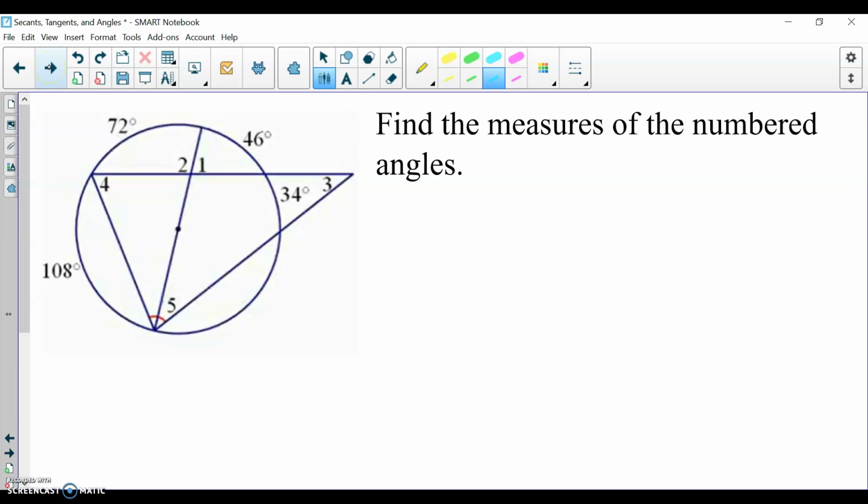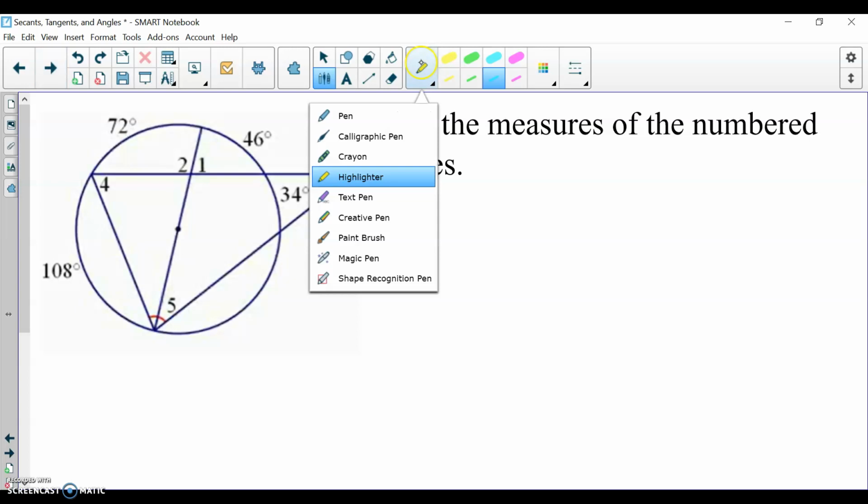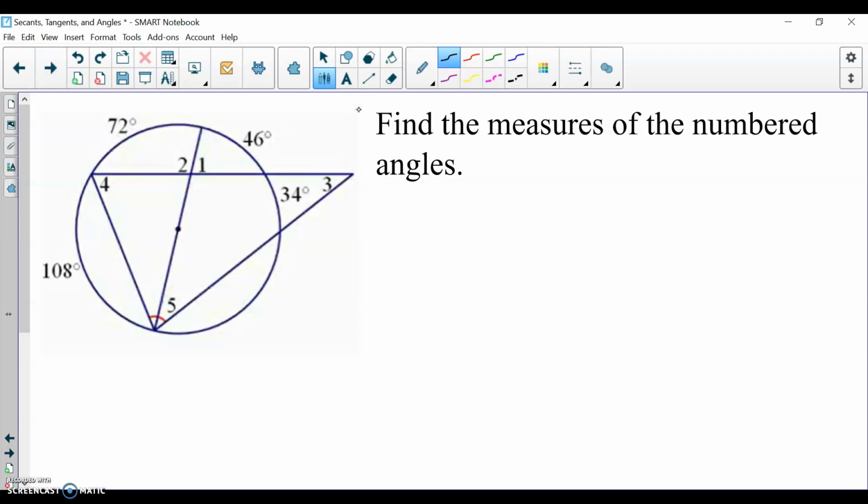In the diagram, the first one brought up, I thought was kind of confusing, so I'll run through how I would solve this. It says find the measures of the numbered angles. And we are going to go ahead and do this in order, starting with angle 1, which is right here at the top. So notice that angle 1 is created from two intersecting chords.